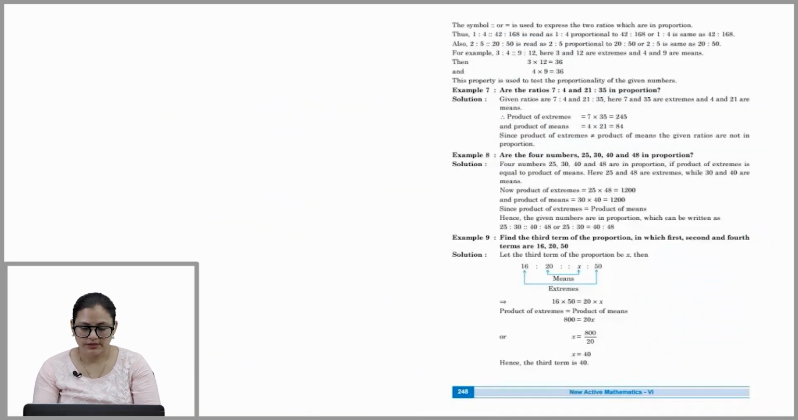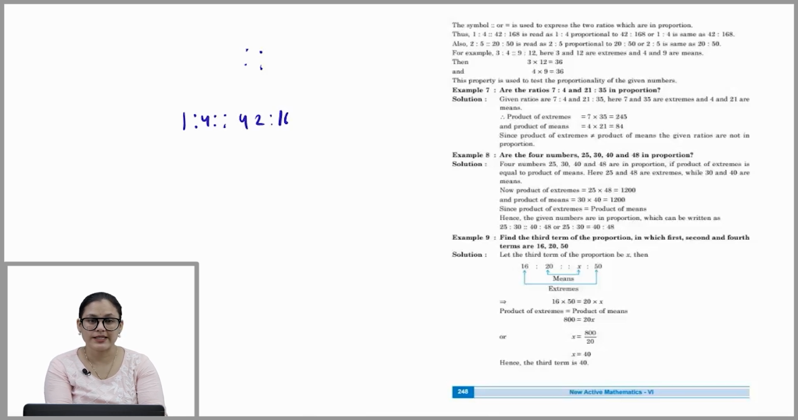The symbol, this or equal to, is used to express the two ratios which are in proportion. Thus 1:4 and then the sign 42:168 is read as 1:4 is proportional to 42:168, or 1:4 is the same as 42:168. Okay.